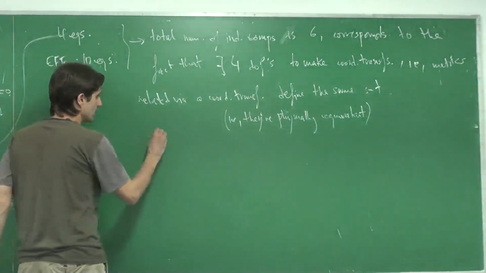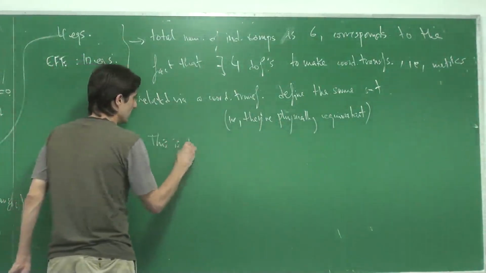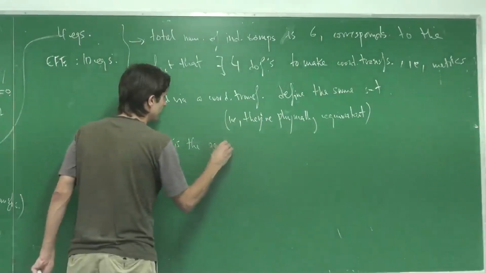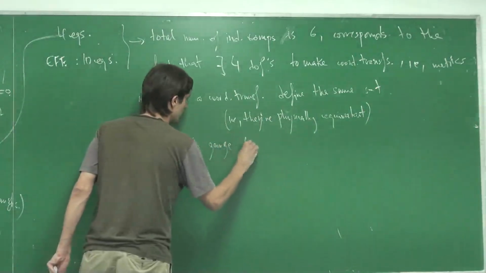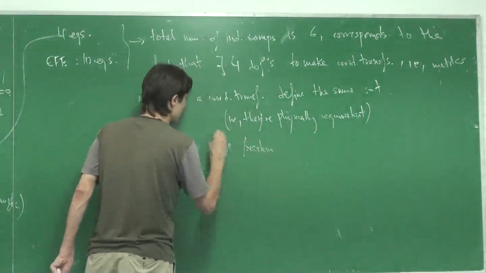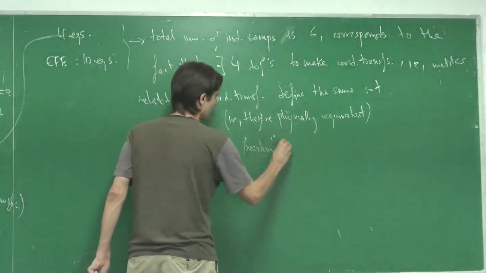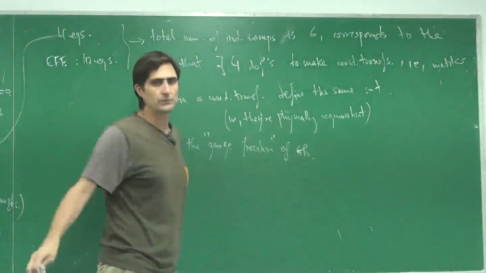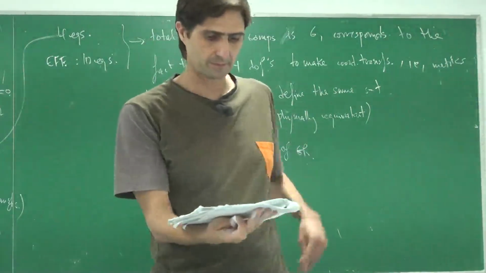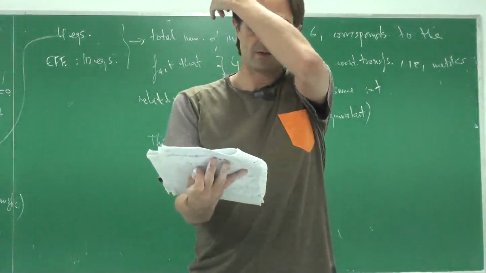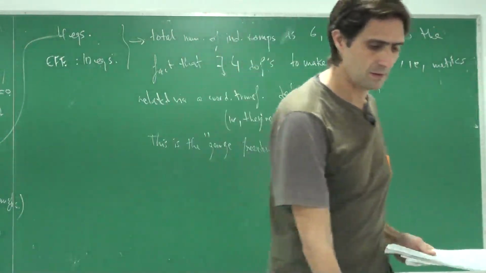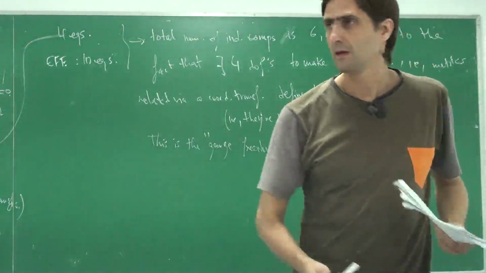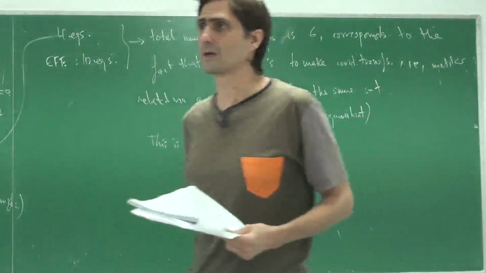Okay, people call this the gauge freedom of general relativity. You're free to change the coordinates freely. Any questions?